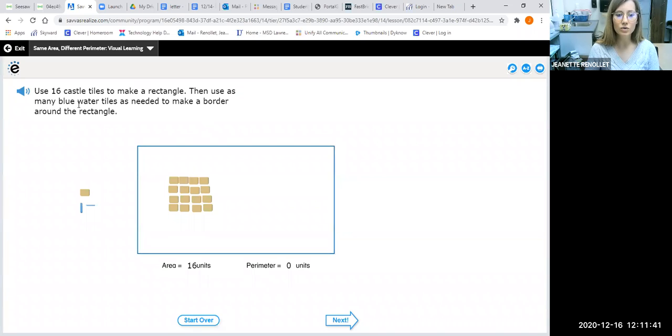My next step is to use the blue water tiles to make a border around. So I'm going to make a border around it. And it's counting my perimeter right now. So right now I've got 4 units for my perimeter. 5, 6, 7, 8. Keep going with perimeter. Remember, perimeter measures around. Keep going with my perimeter. Measuring the length plus the length plus the width plus the width. All the way around.